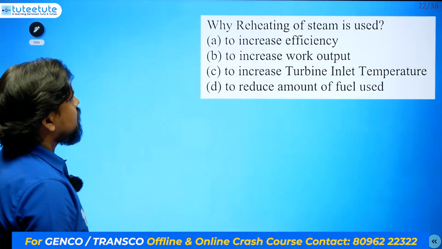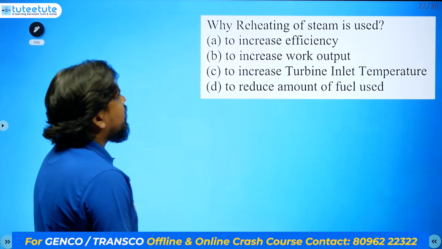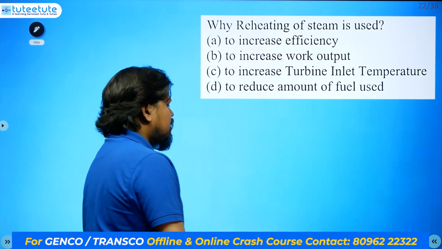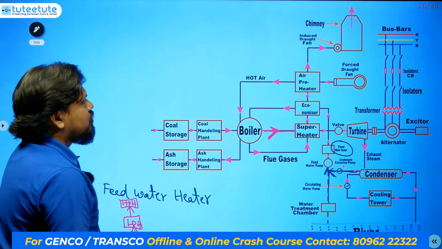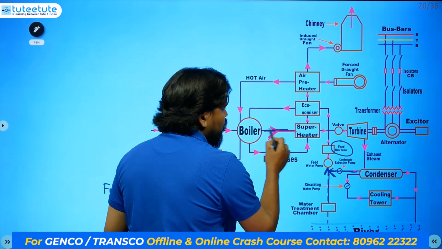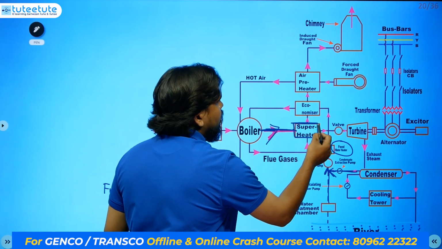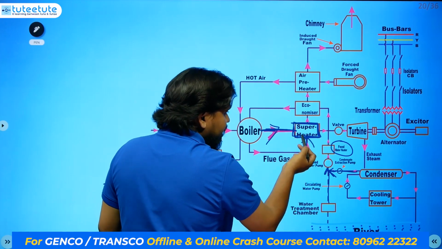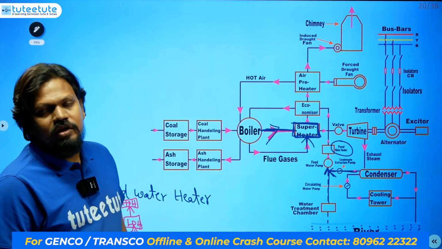Okay, next question: why is reheating of steam used? Where are we using reheating? Reheating is a new word here, right? Let's see the diagram once. Steam is produced in the boiler and goes this way. We are heating it in the superheater. Why are we reheating this? Reheating this steam in the superheater, that's what they are asking.